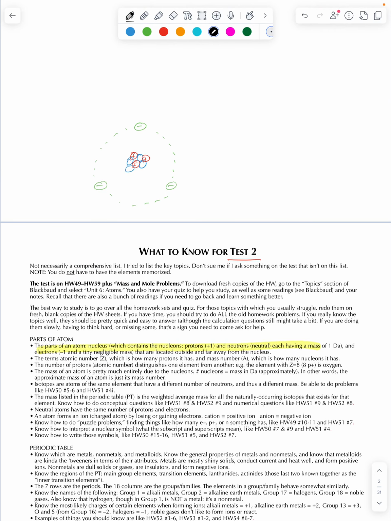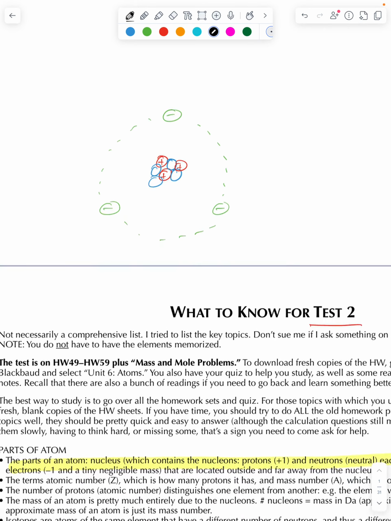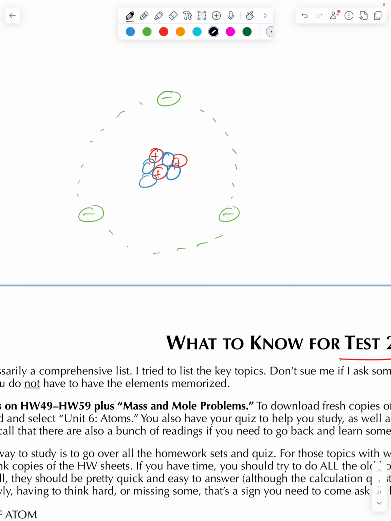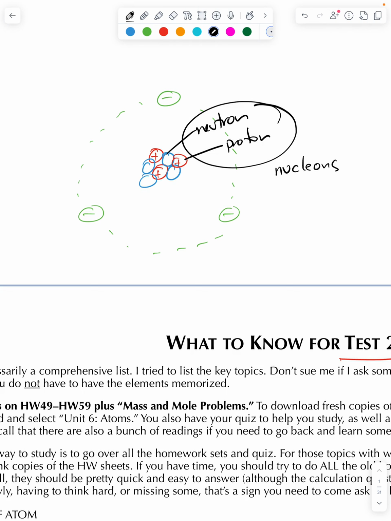We have, again, not to scale, because the nucleus is incredibly tiny compared to the size of the atom, meaning the extent of the electrons. So here I did red protons and blue neutrons and then green electrons. So that's a proton. That's one part. We have a neutron. Those collectively are called nucleons. If you run across that term in the final, a nucleon is just a generic word for a proton or a neutron, the things, quote unquote, inside the nucleus.